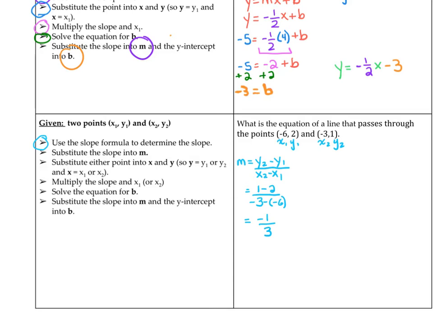Now, this fraction is in lowest terms, but if it's not, please make sure you put it into lowest terms. So that is the slope, and that gets substituted into the equation. So the equation is y equals mx plus b, and we can now put that negative 1/3 in for the m.